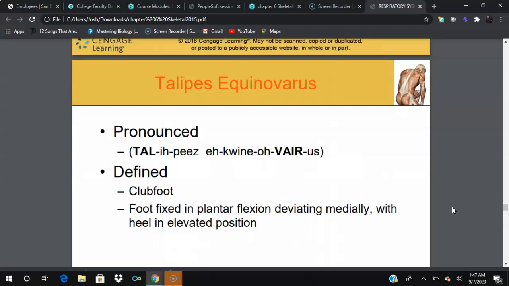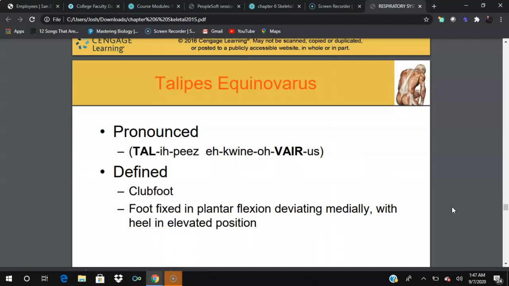Then we have talipes equinovarus, and basically this is the technical term for clubfoot. Clubfoot is something that occurs in utero, and it can be detected in utero. What happens with the clubfoot is the foot becomes fixed in what's called plantar flexion, where the toes deviate inward or medially, and the heel is in sort of an elevated position.